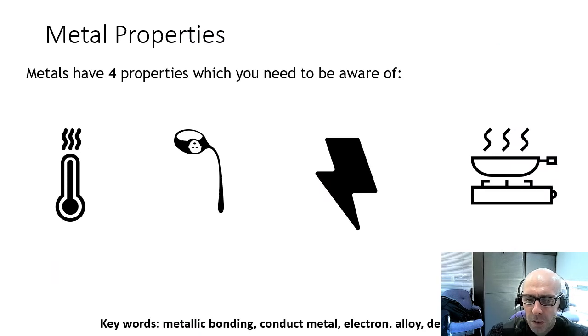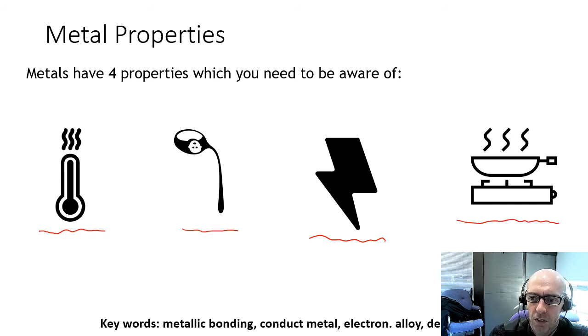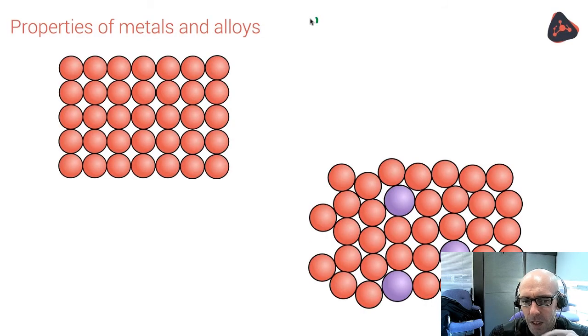And then we went on to metal properties. Why do they have a high melting point? It's those strong electrostatic attractions. Why are they malleable? The atoms slide over each other. How can they conduct electricity? Because of the delocalized electrons. Why are they good conductors of heat? Because of the delocalized electrons. And this is all in your book, hopefully.